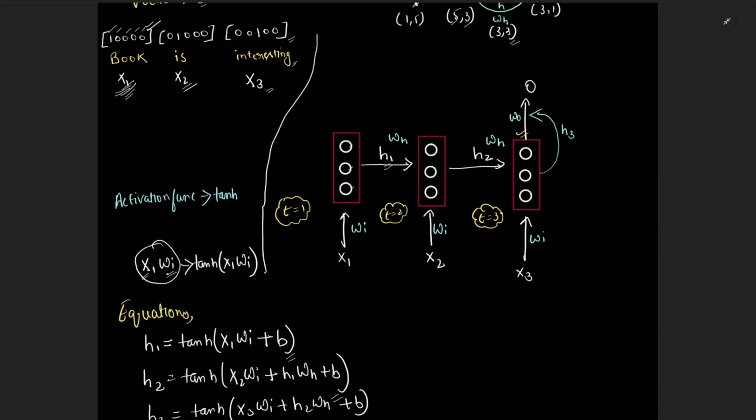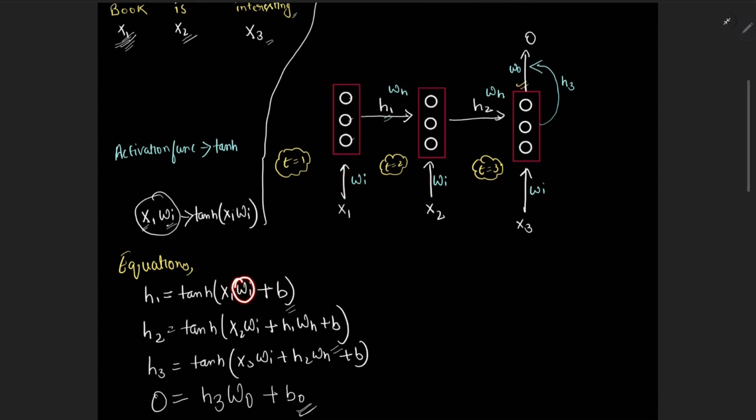Because this neural network is the same at different timestamps, the weights associated are also the same. You can see at each of these h1, h2, h3 which we have got, we are using the same weights, wi, wi, wi. So here a concept comes of parameter sharing. In RNN, there is a concept of parameter sharing.